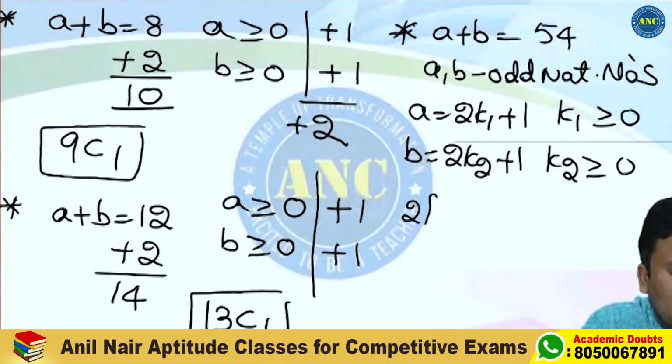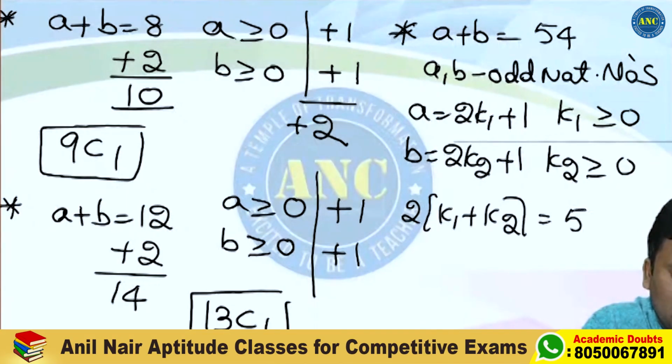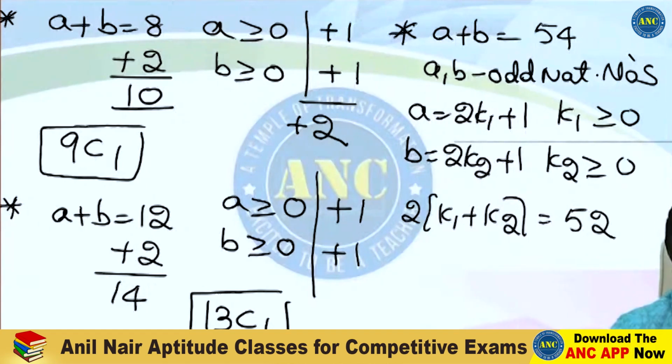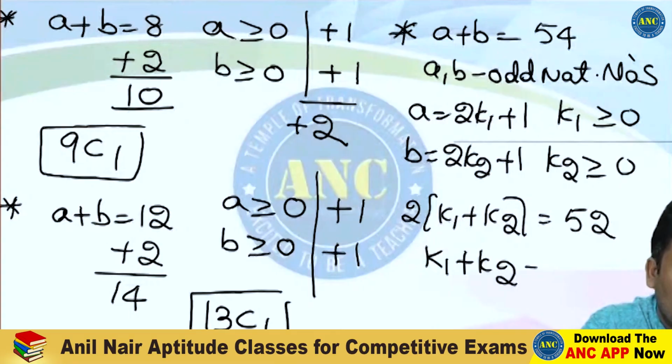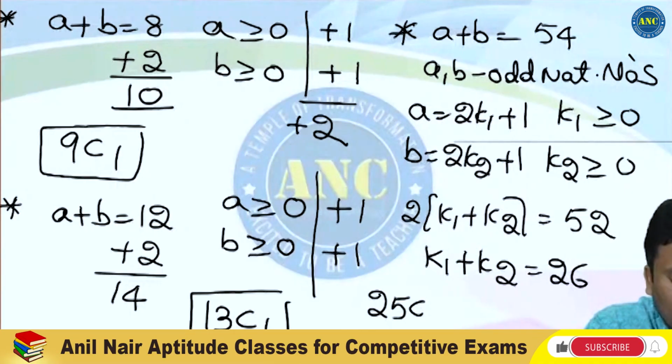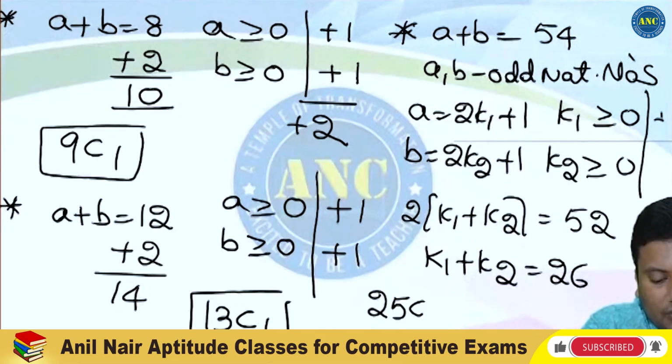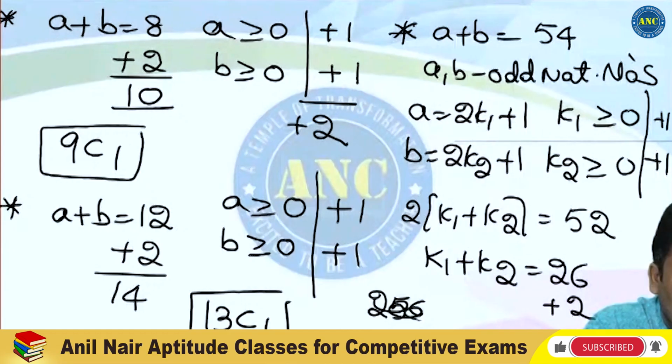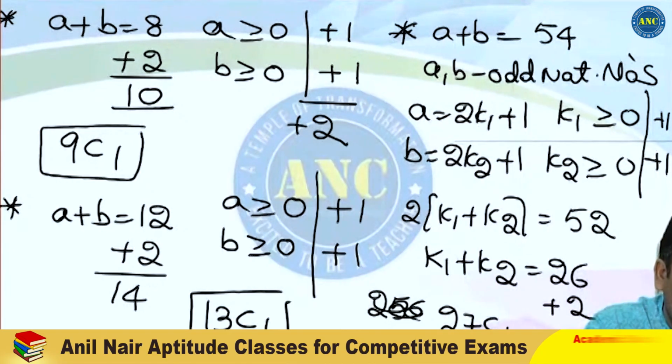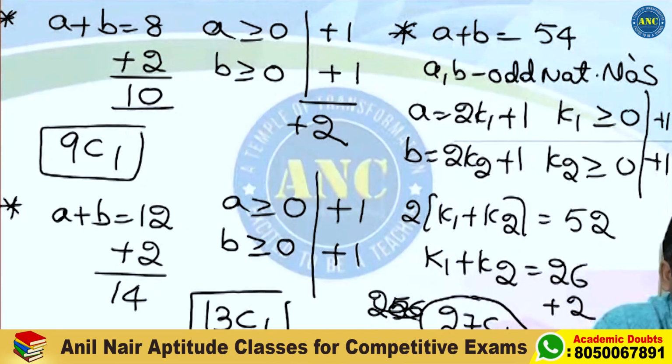So, this is nothing but 2 into (K1 plus K2) plus 1 plus 1, which is 52. So K1 plus K2 is nothing but 26. 26 if it is starting from 0. Add 1, add 1: 26 plus 2, 28. Answer is nothing but 27C1.